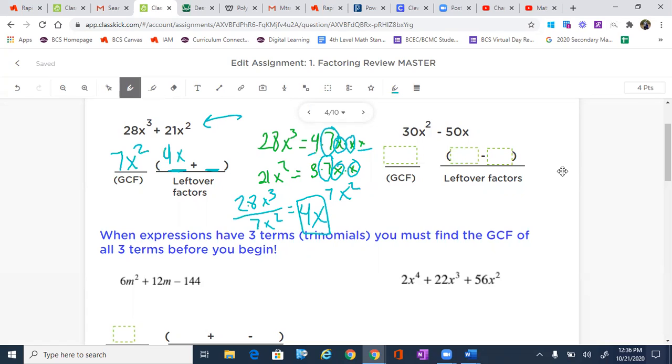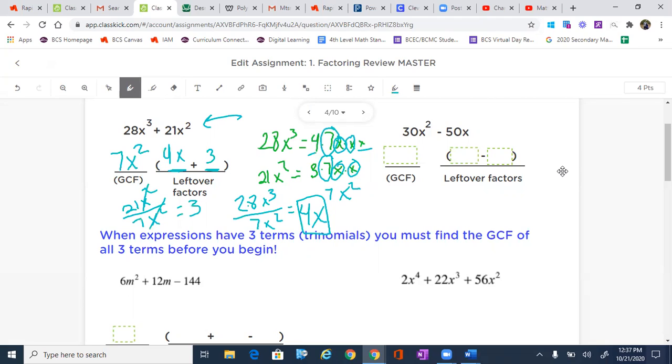Now I'm going to take 21x squared, and I'm going to divide that by our greatest common factor, which is 7x squared. So the x squareds are going to cancel. And I've got 21 over 7, which is 3. So this would become 3.